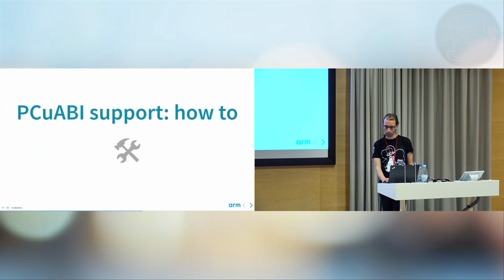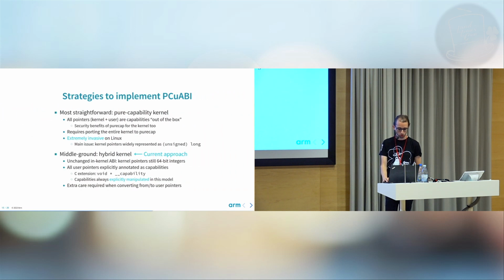Yes. So I have a bit more time. So maybe I'll talk a little bit more about how this actually works. There are two strategies to implement this user space ABI in the kernel. The most obvious one is, well, just make the kernel pure cap, same ABI, simple. So you turn all the pointers, kernel pointers and user pointers, into capabilities, which of course has security benefits for the kernel too.